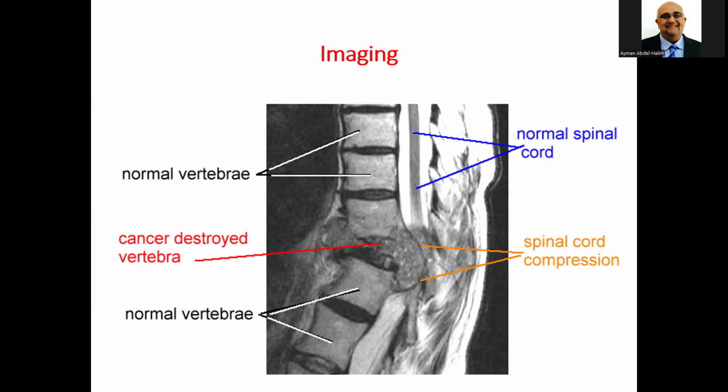This is an MRI for a patient with a malignant spinal cord compression. As you see, the cancer has destroyed the vertebral body here with a spinal cord compression.